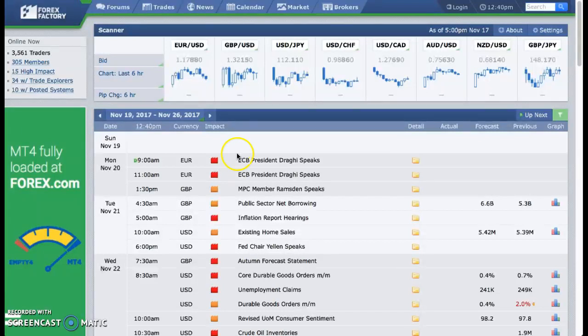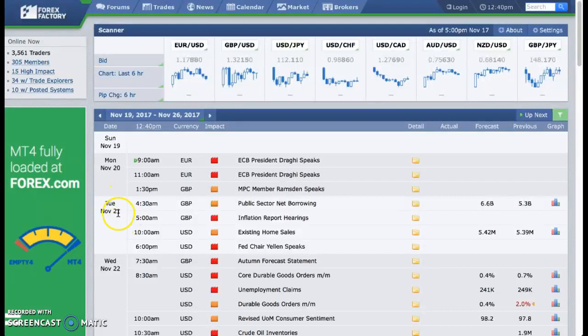So the way that we look at these news events, these give us reasons to not trade. So we know not to trade and not to even consider looking for trades during times where these types of news events are taking place.